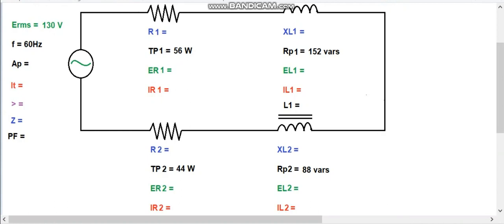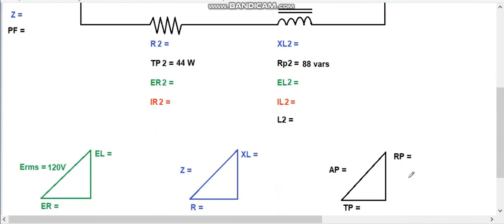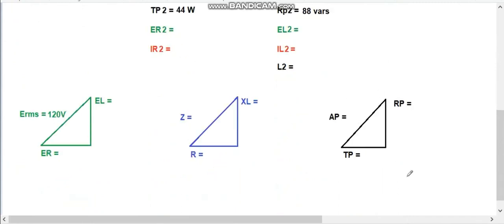Let's take a look and see what we got here. So in terms of information, we've got power at 1 and power at 2. We got reactive power at 1 and reactive power of inductor 2. So if I was to think in terms of what in this triangle here could I put in there?